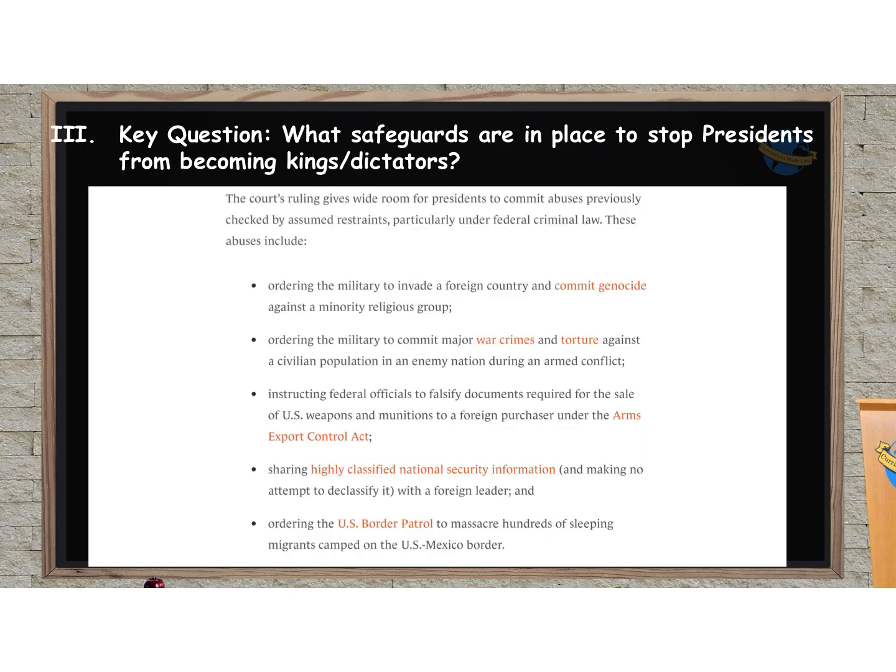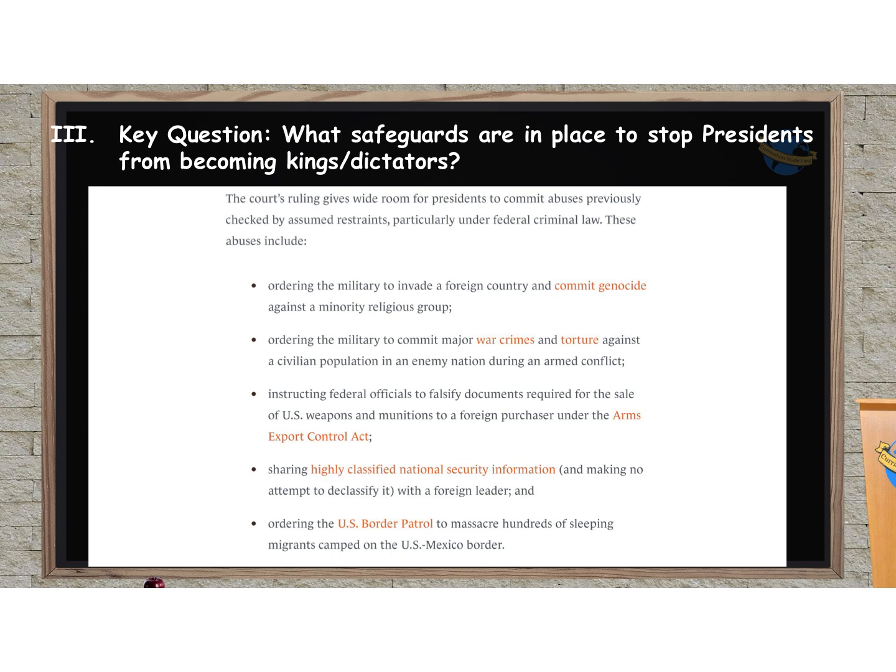There are many legal scholars who are worried about the precedent this case set. The fear of these legal scholars is that this court case will give presidents the excuse to commit abuses previously checked by assumed restraints. That is, presidents may do things that they wouldn't have in the past because they were afraid they may have been held criminally responsible for those acts.